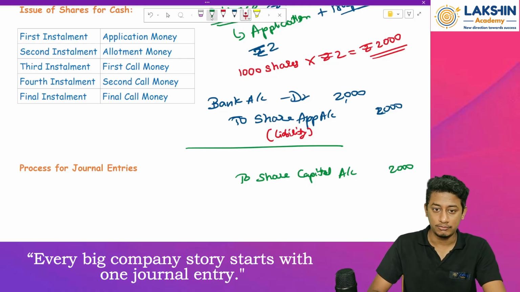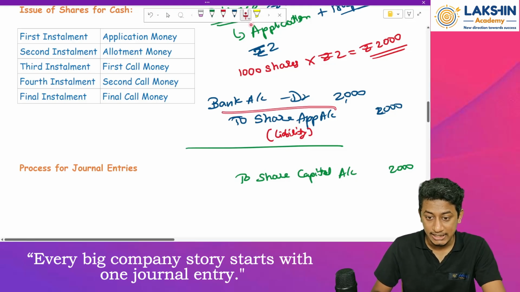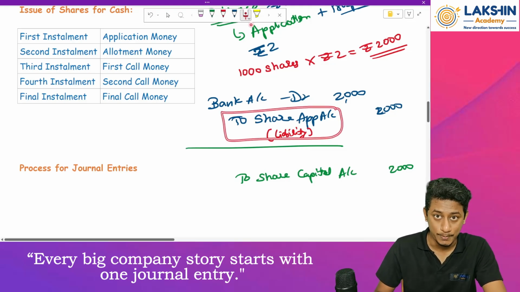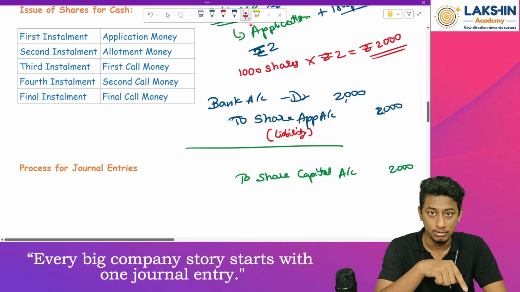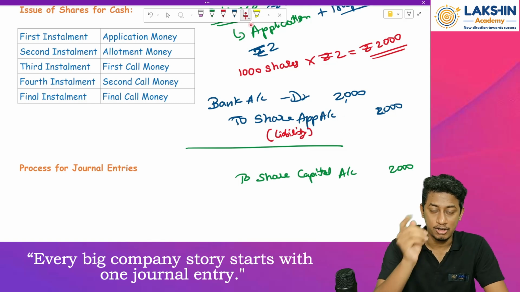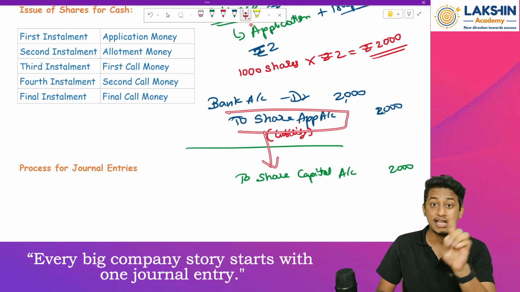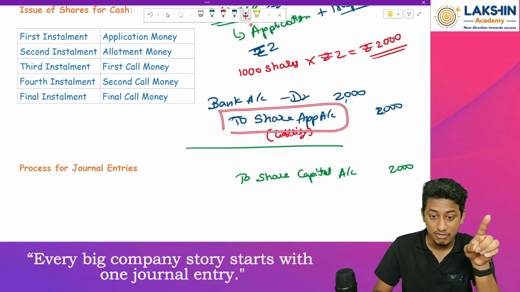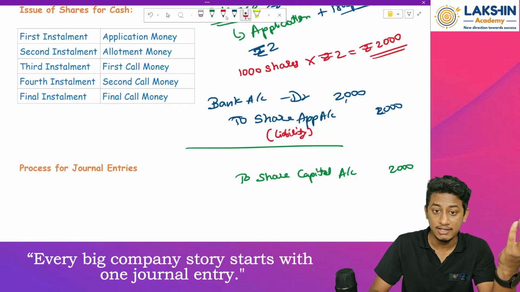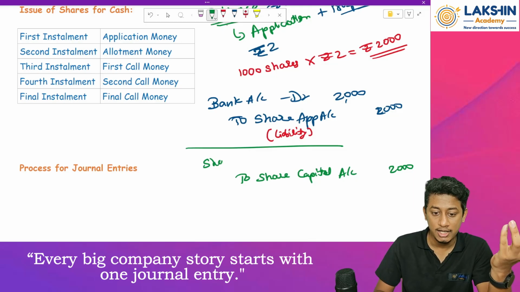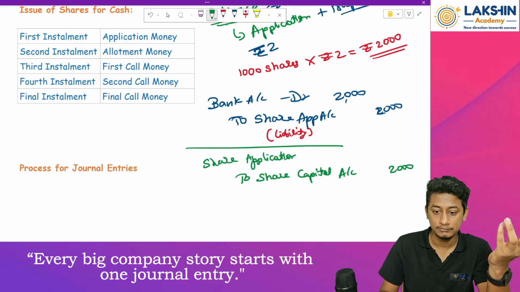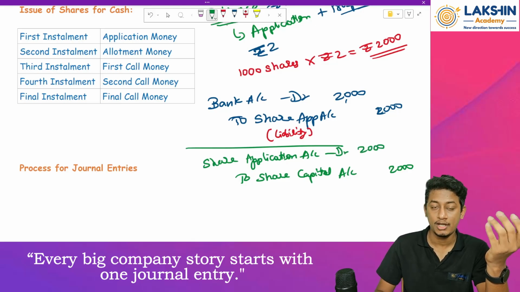Yes. Now, whatever share application money, the share application account I have opened, I have told you that it is a notional account, right? So now I will clear out this account, and whatever balance was remaining in this account will be transferred to the share capital account. Now, to clear off an account which has a credit balance, what should I do? I will debit the account. So share application account debited rupees 2000.